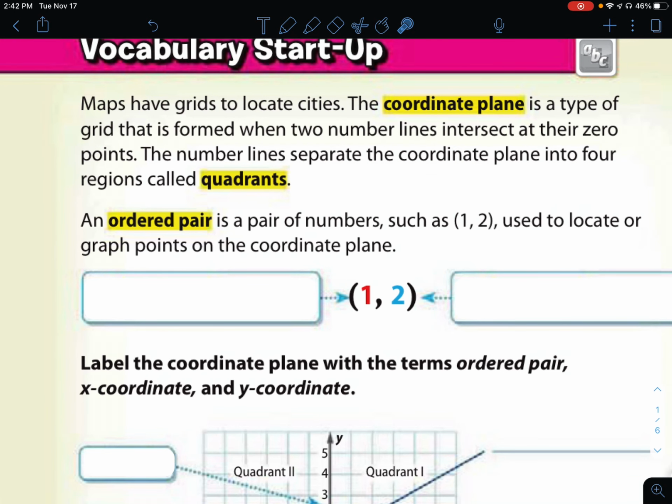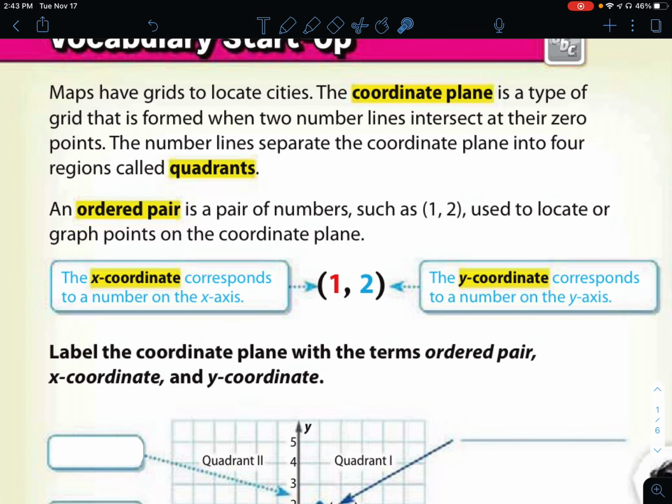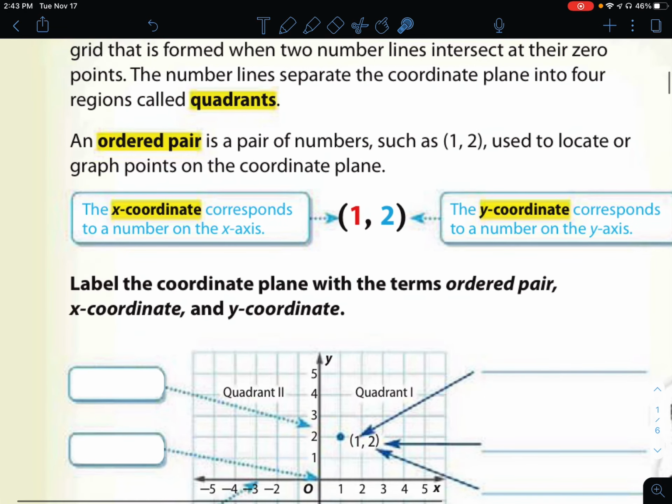An ordered pair is a pair of numbers such as 1, comma 2, used to locate or graph points on the coordinate plane. So your ordered pair is actually located in your coordinate plane. You read this as (1, 2). The 1 is called the x coordinate, which corresponds to the number on the x axis, and the 2 is your y coordinate, which corresponds to a number on the y axis. Let's take a look at this one right here.